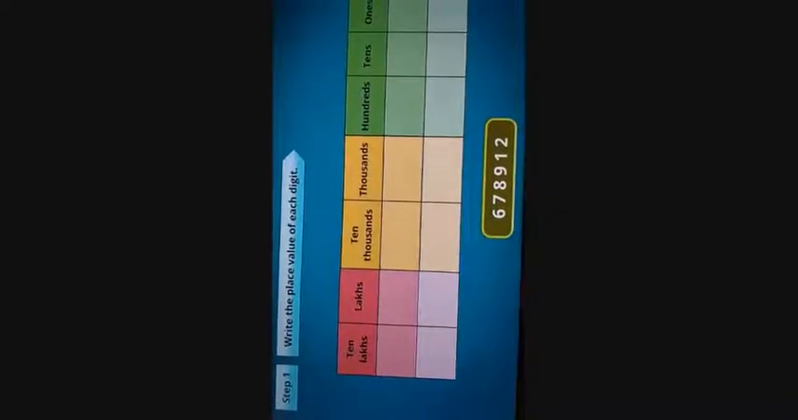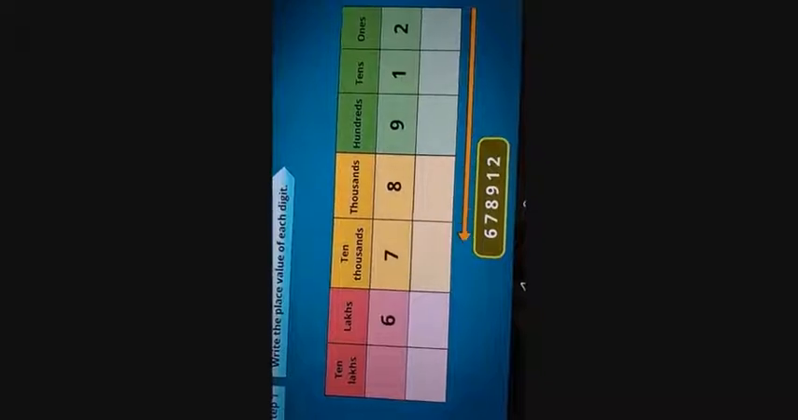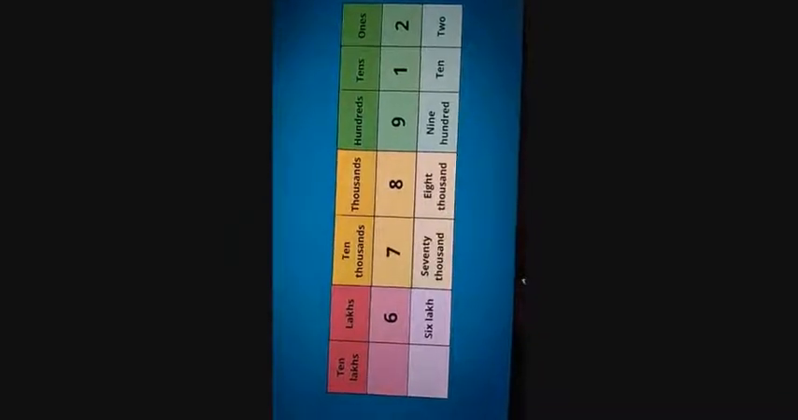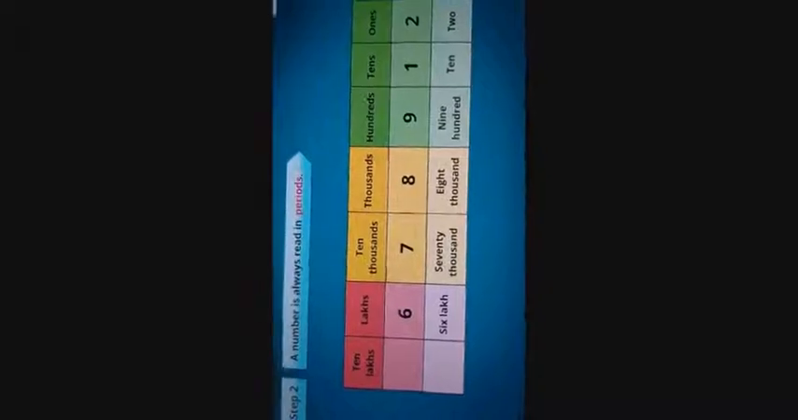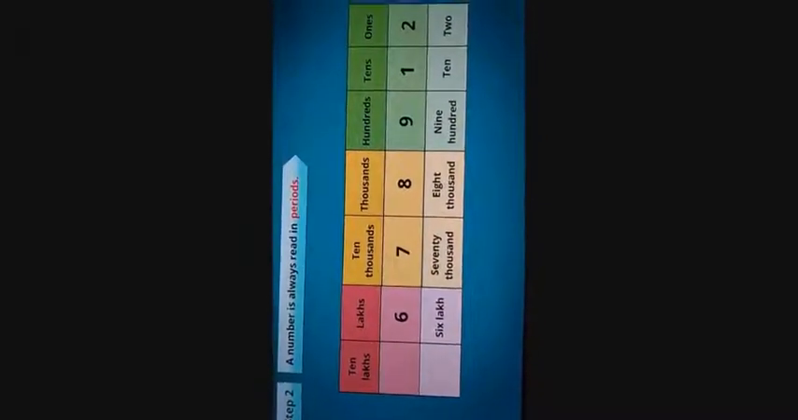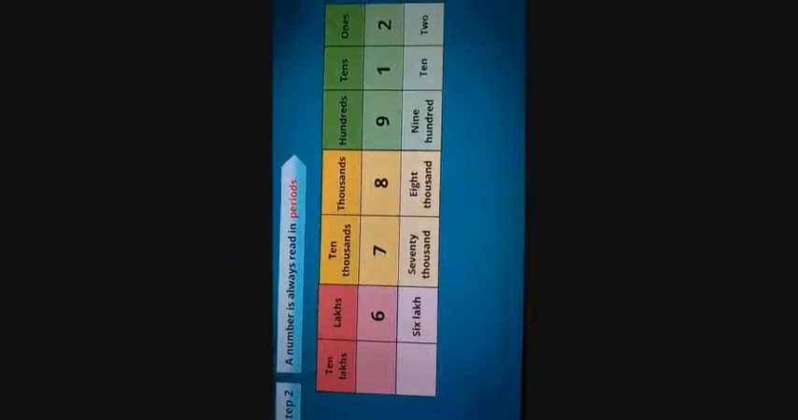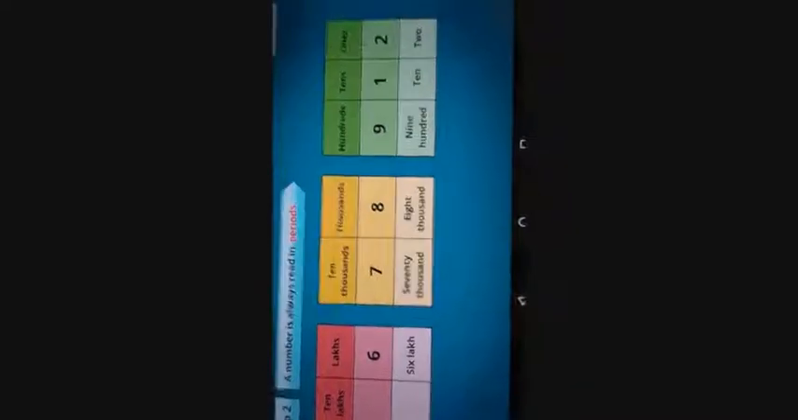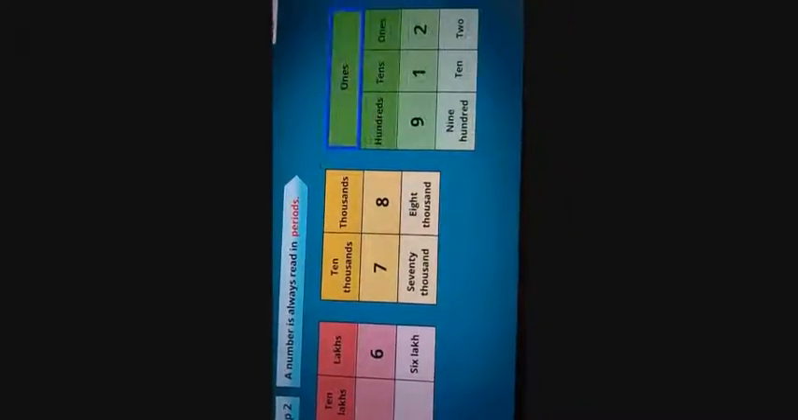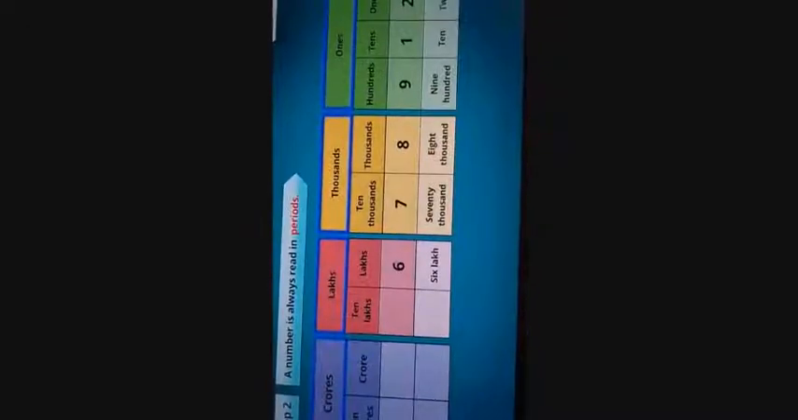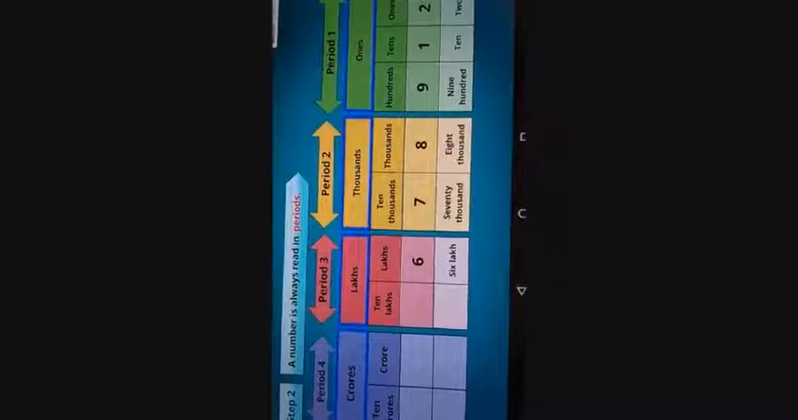All he needs to do is follow some simple steps. The first step is to write the place value of each digit in the number. To do that, we will first place the digits in the place value table from right to left. Now, we have to keep in mind that a number is always read in periods. Do you know what periods are? The digits in large numbers are in groups of 3 or 2 places. These groups are called periods. Ones, thousands, lakhs and crores are the 4 periods in the Indian system of numbers.